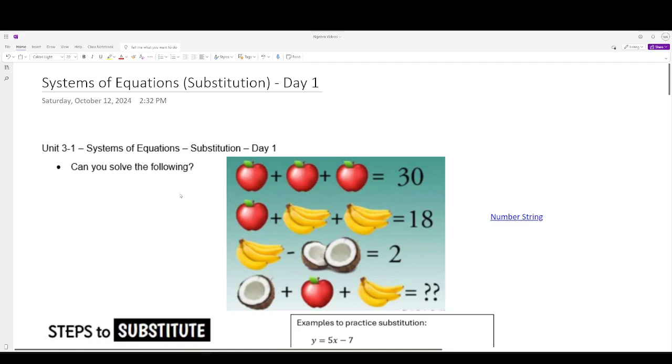We're going to focus today on solving by substituting a value from one equation into another. Our warm-up here has an example of that. So the first equation is simple. It has a single variable. And I have 3 apples that equals 30, meaning each apple is worth 10.